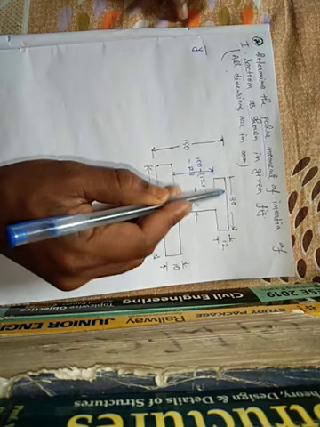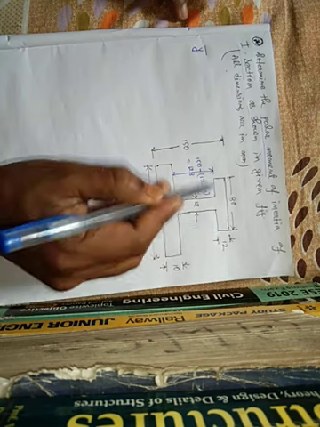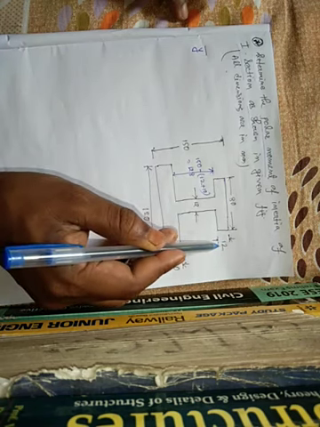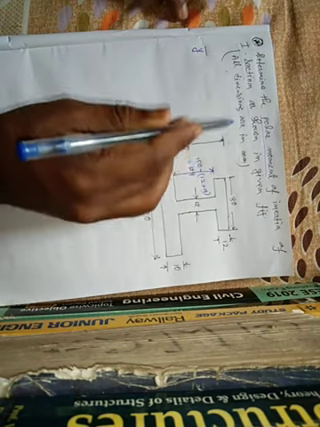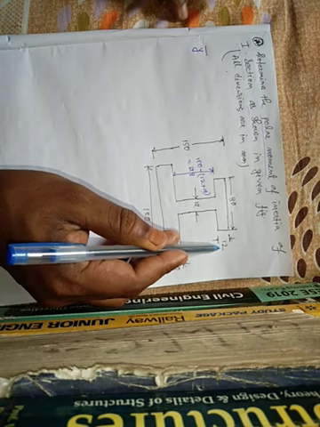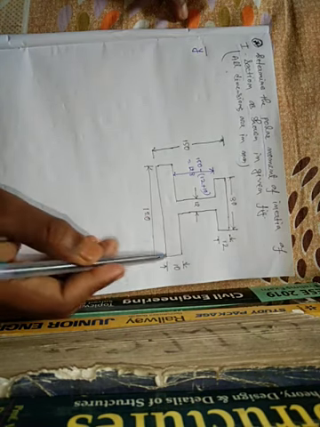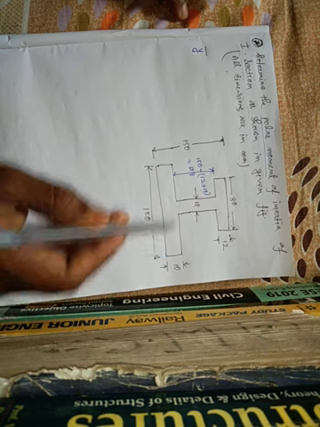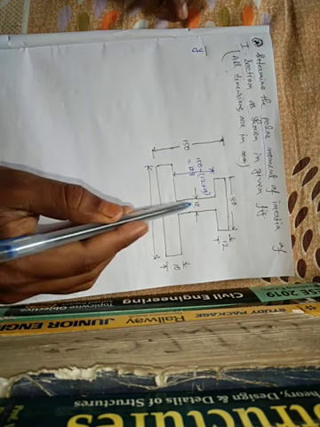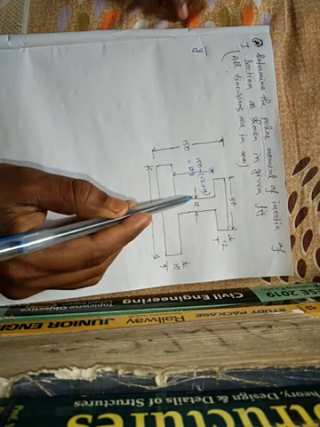The figure is given of an I section. The size of the top flange is 80 by 12. All dimensions are in millimeter, so 80 millimeter by 12 millimeter, and the bottom flange is 120 millimeter by 10 millimeter, and the total depth of the I section is 150 millimeter. The 12 millimeter is the thickness of the web.